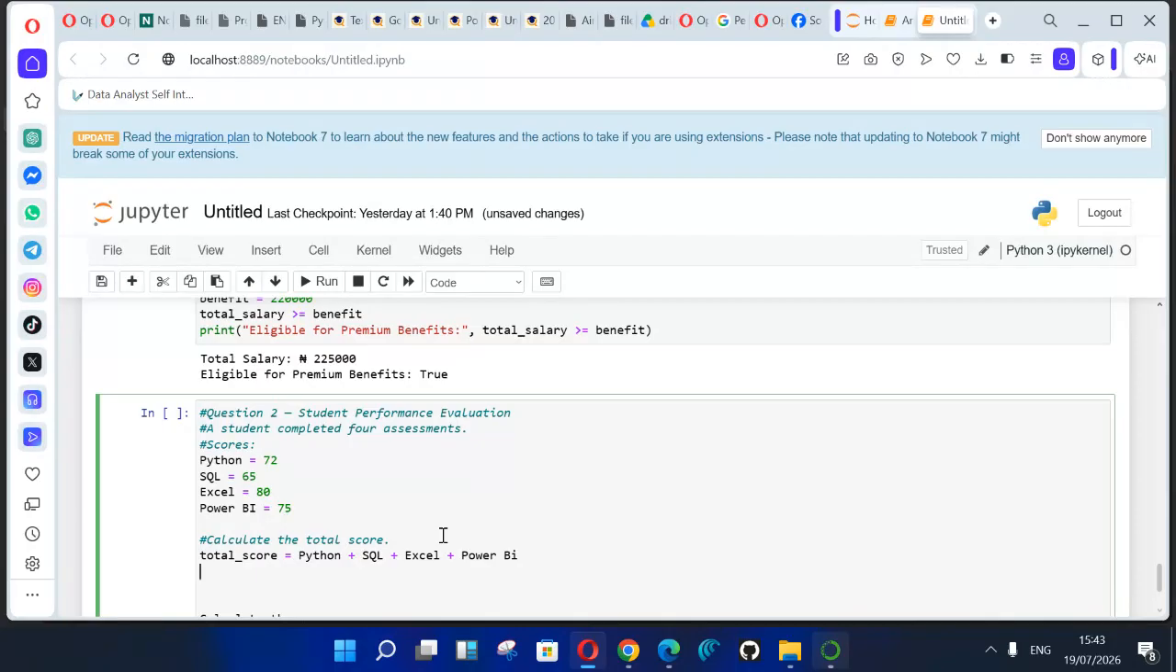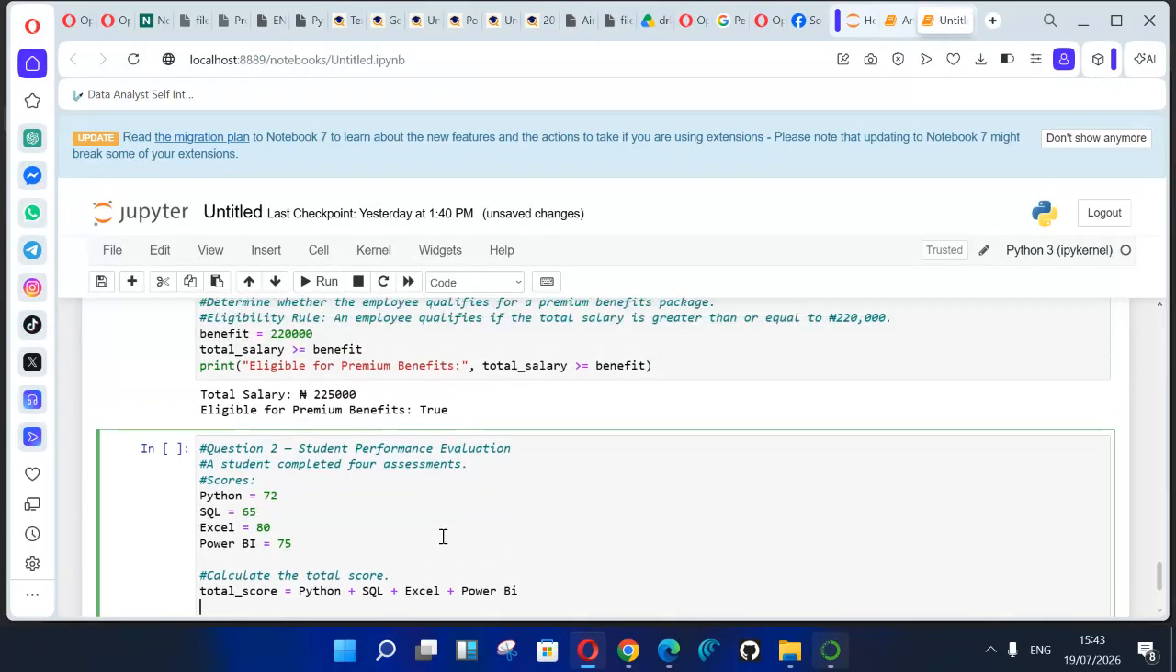Then let's print. Let's say print total score.